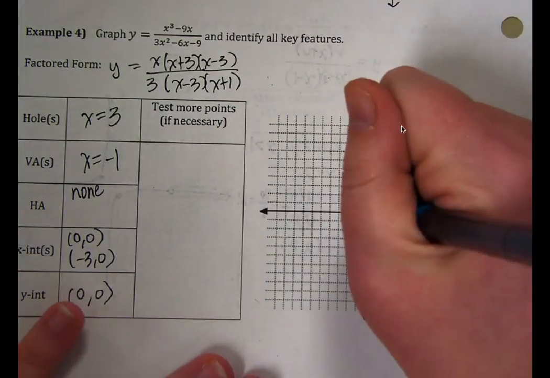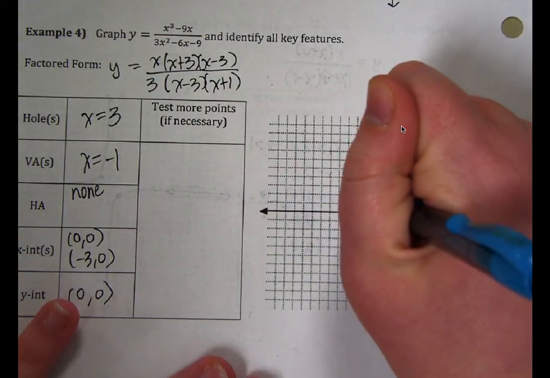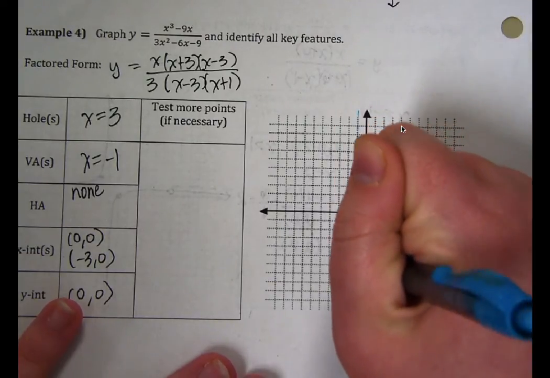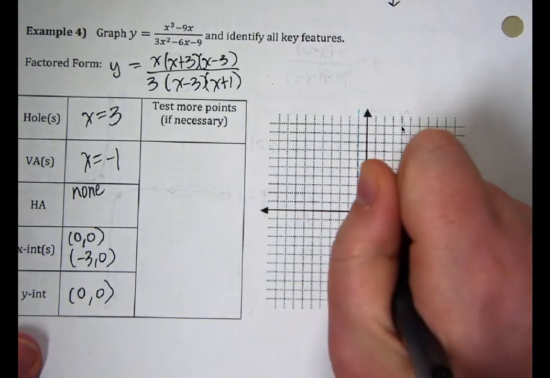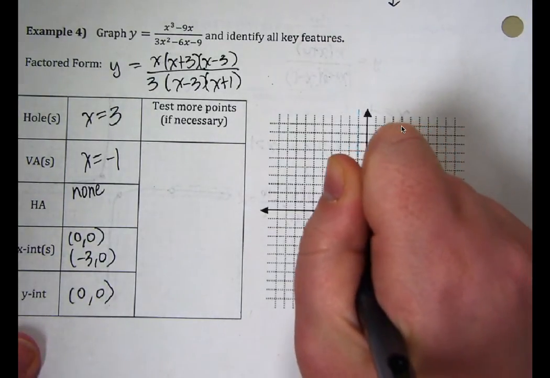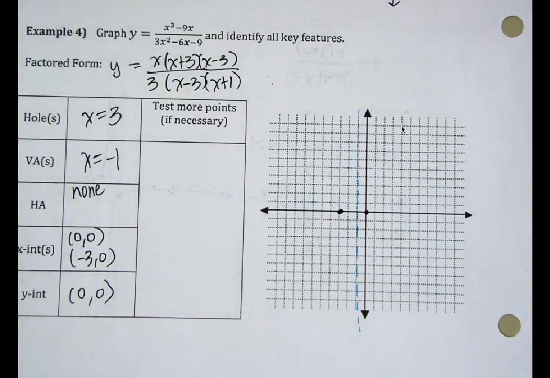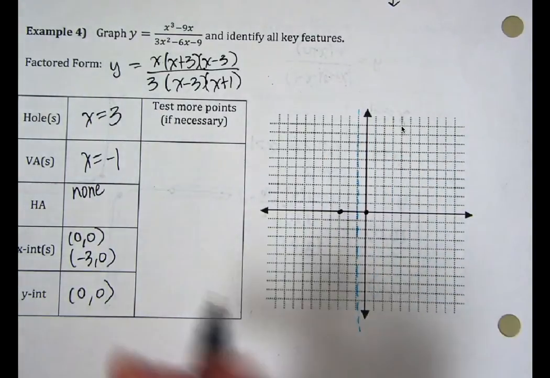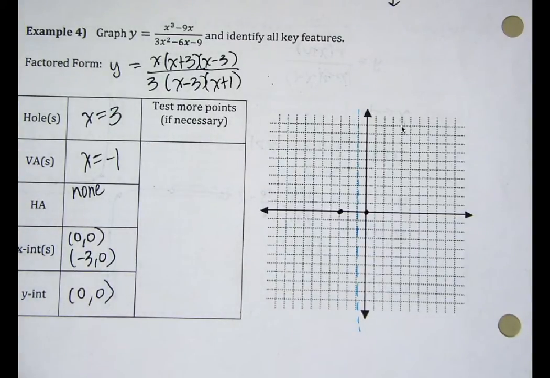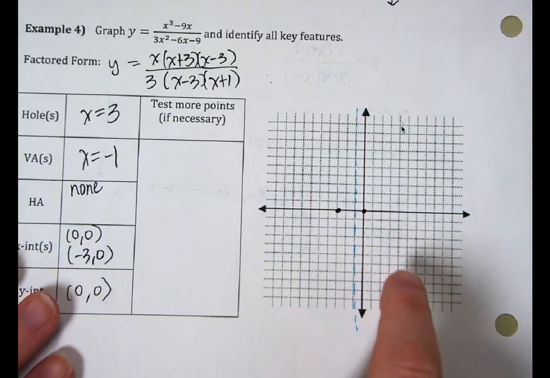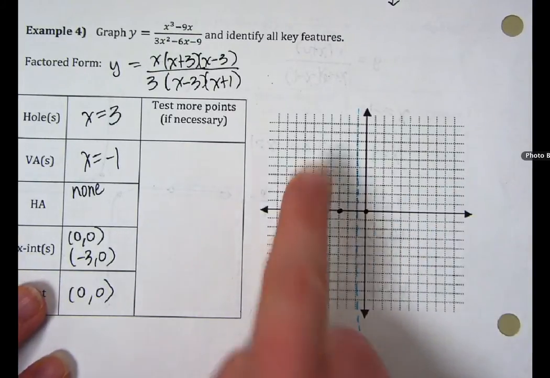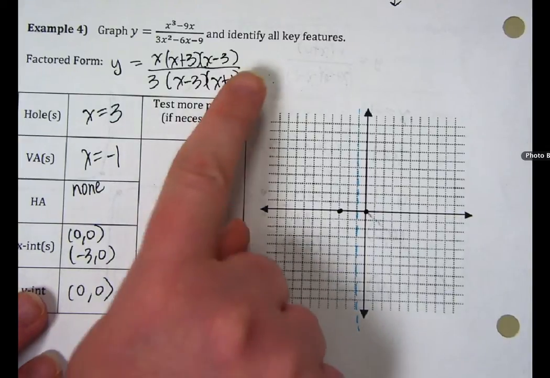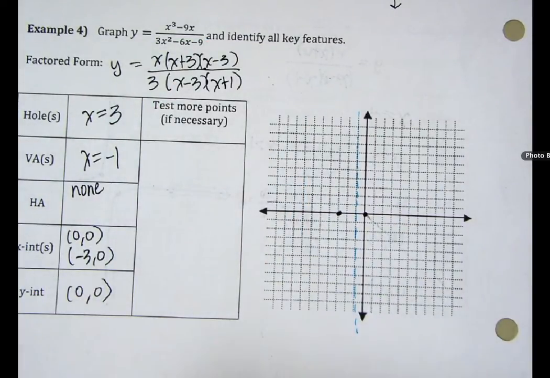So plotting what we know, there's a vertical asymptote at negative 1. We have no horizontal asymptote. X-intercepts at 0, 0, and at negative 3. And then we have a hole at x equals 3. So what we want to do is figure out an oblique asymptote or a slant. So it's going to be kind of slanted this way. We don't quite know yet. But once again, we'll do that with division.